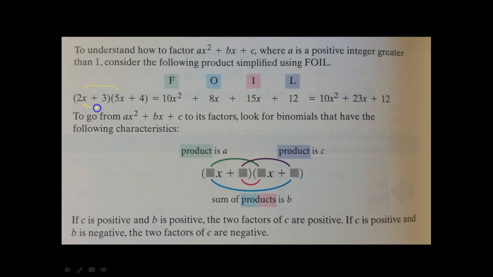Outer, 2x times 4 gives me 8x. Inner, 3 times 5x, 15x. And last is 3 times 4. Now, what they want us to do is be able to see this given trinomial and look for my two sets of parentheses. So that is our goal today.